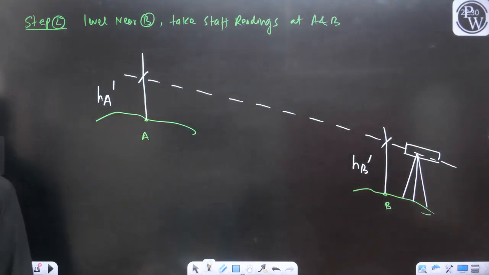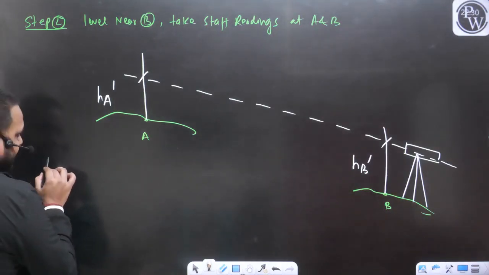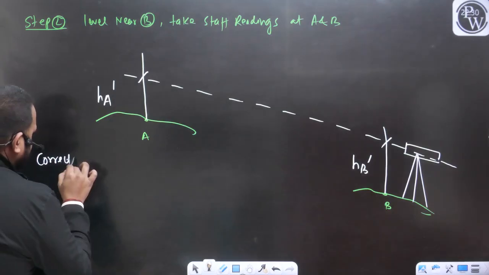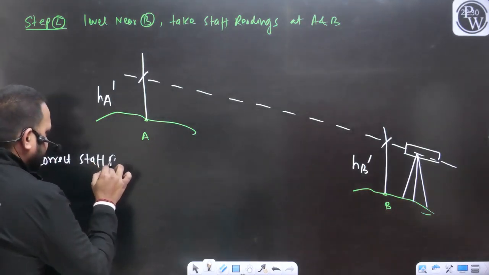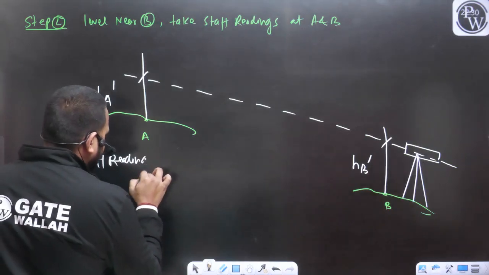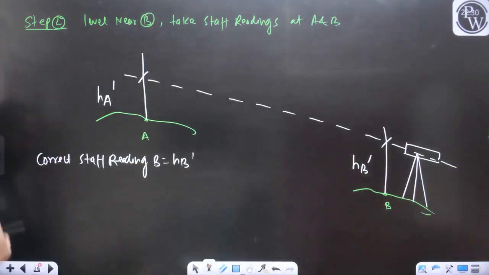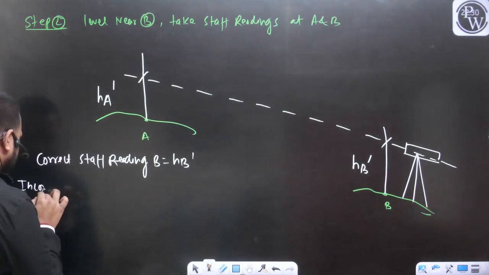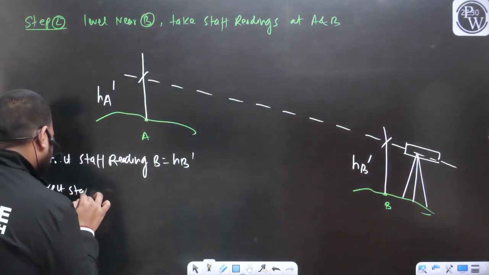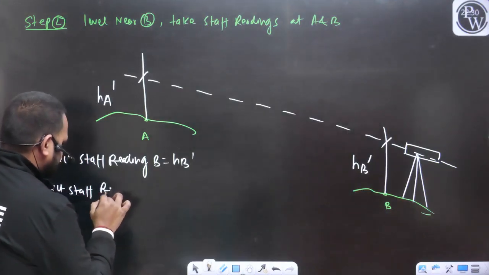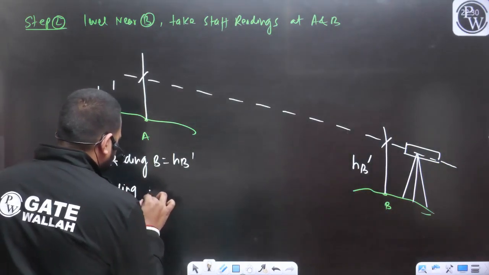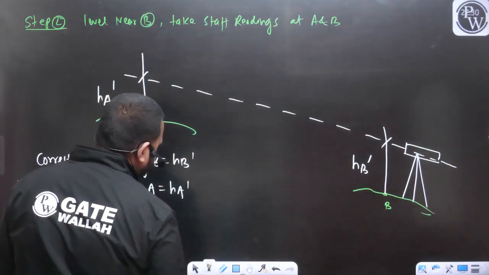HB dash. Again, can you please tell me which reading is going to be the correct, A or B? So I can say the correct staff reading at point B is going to be HB dash, yes or no? Correct staff reading at point B is going to be HB dash. But if I talk about the incorrect staff reading at point A, this is going to be HA dash.